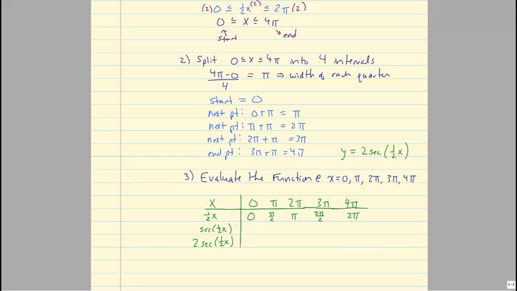Now remember, secant is the same as 1 over cosine. So the cosine of 0 is 1. 1 over 1 is going to be 1. So that's my first point. So again, I'm just plugging these values in, and then I'm going to go to my next line to multiply them by 2. Next I do the cosine of pi over 2. The cosine of pi over 2 is 0. 1 over 0 is undefined.